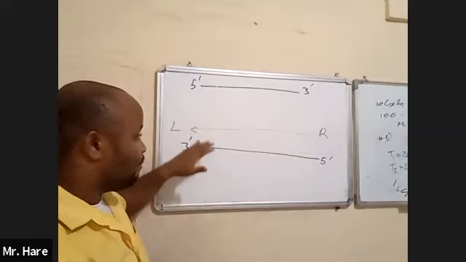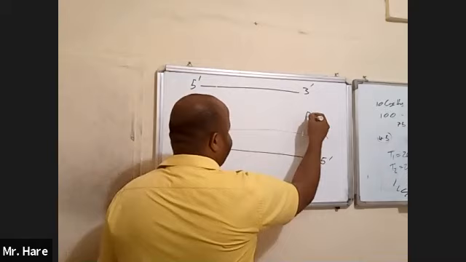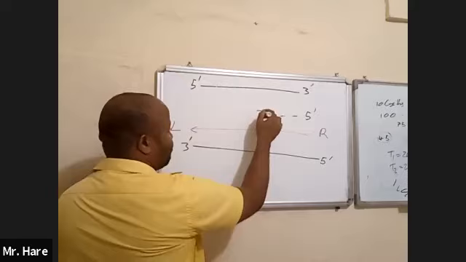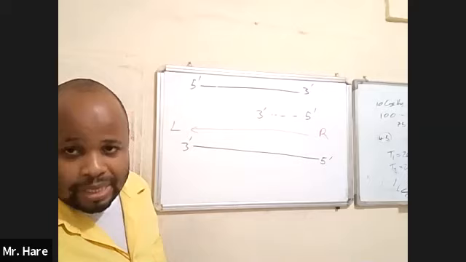And remember, we said our new DNA is synthesized 5'-3'. That means the 5' end will be here, and as you go along, the 3' end will be in front. So helicase would have unwound the DNA. Then RNA primase would have laid down a primer.